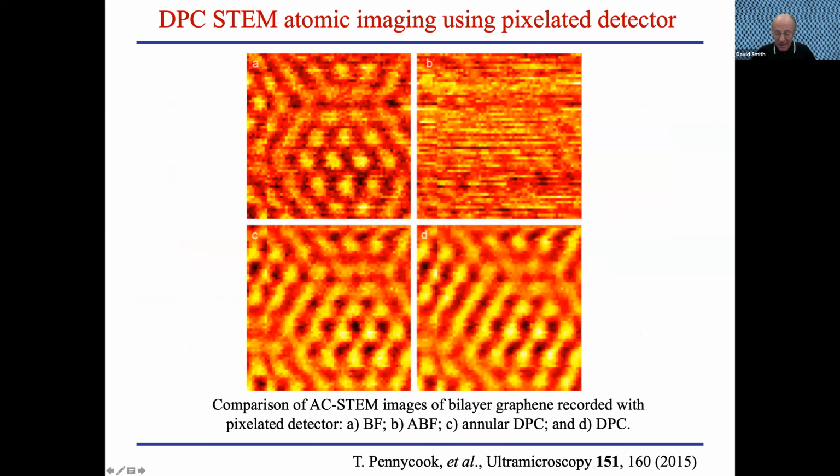And so this has been taken a lot further, for example, by Tim Pennycook and colleagues in Nellist's laboratory in Oxford. Very interesting here, this is their bright field image with their pixelated detector. Here is the annular bright field image, which doesn't really show you very much at all. And here is the annular DPC, and here is the DPC. And it's an advantage of using these pixelated detectors, as shown also by Mueller, that you can choose any combination of the transmitted signals to make up your final image.